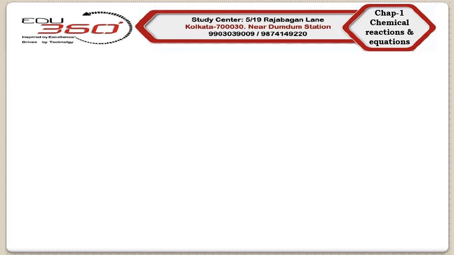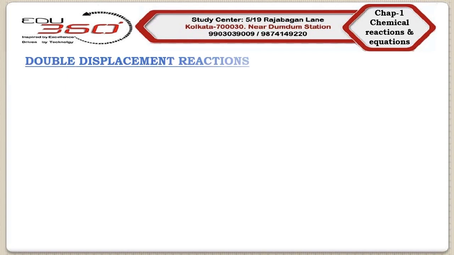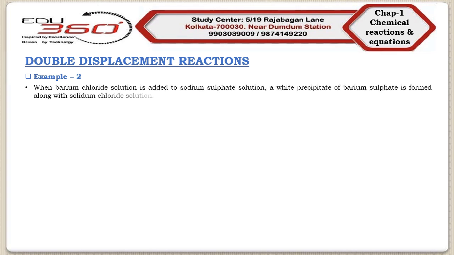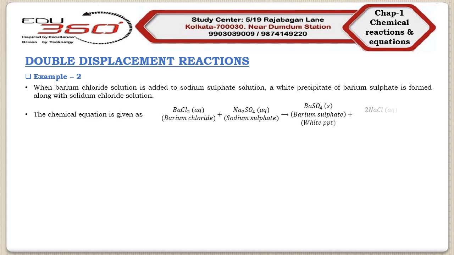Now we will consider the second example of double displacement reactions. In this example we will consider the reaction between barium chloride solution and sodium sulfate solution. If we add barium chloride solution to the sodium sulfate solution, a white precipitate of barium sulfate will be formed along with sodium chloride solution. Let us now write the chemical equation of this reaction. The chemical equation is given as BaCl2 + Na2SO4 → BaSO4 + 2NaCl.